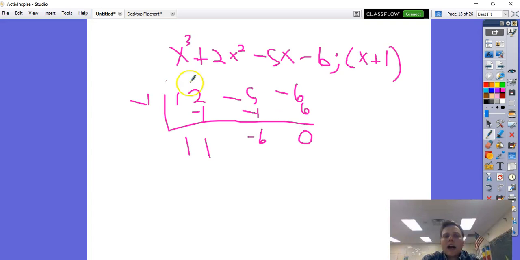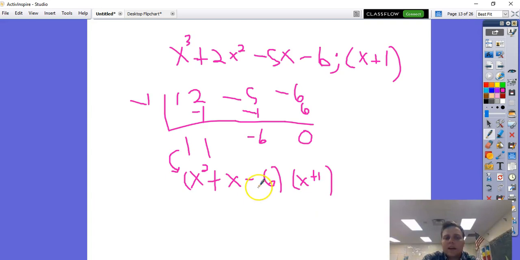So now I saw that x plus 1 worked. Okay, that's fine. But then I know that this guy, which is x squared plus x minus 6, remember, constant, coefficient on x, coefficient on x squared, this guy is also a factor. X squared plus x minus 6 is also a factor. Because if I was to multiply x squared plus x minus 6 by x plus 1, I would get back to my very original thing.